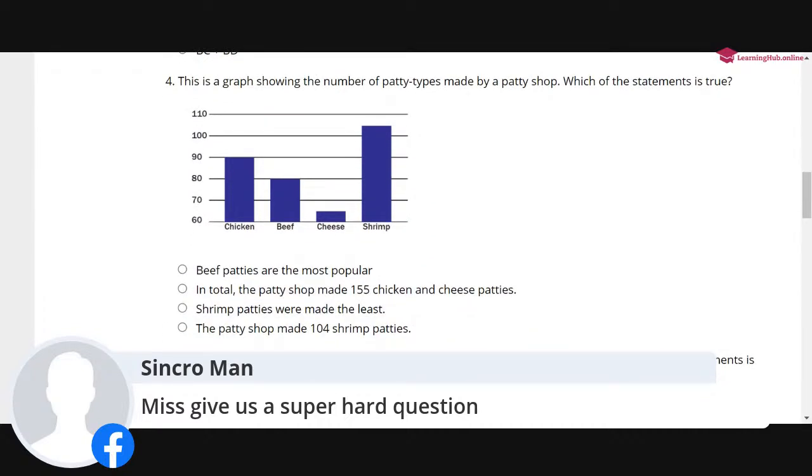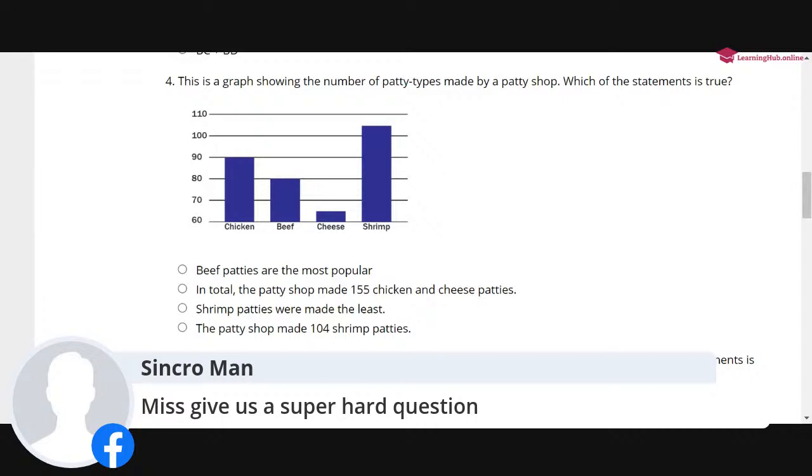Now, look at this graph, guys. Beef patties are the most popular. In total, the patty shop made 155 chicken and cheese patties. Shrimp patties were made the least. The patty shop made 104 shrimp patties. All right. Now, guys, let's see if you can get this. This is a graph showing the number of patty types made by a patty shop. Which of the statements is true?